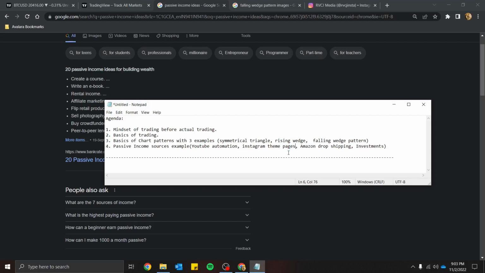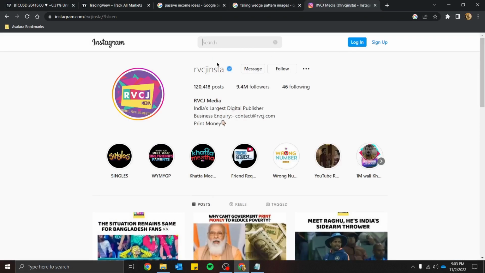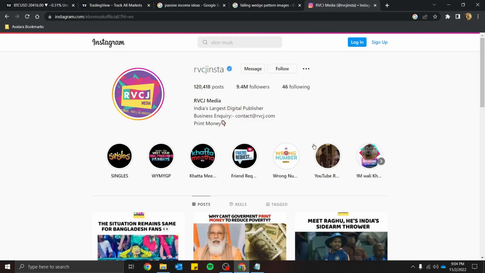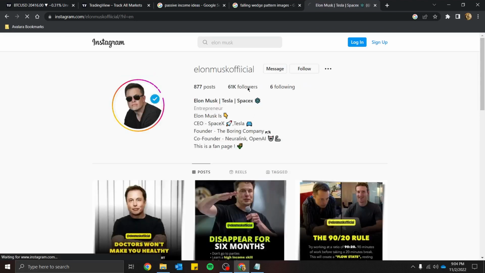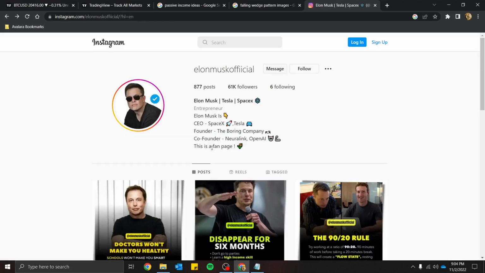There are several kinds of theme pages like the one I have shown. If you type Elon Musk, you will get thousands of pages. Elon Musk official, even though it's not official since it doesn't have a blue tick, is one kind of theme page. It again has a huge audience, like 61k followers. It's a fan page, so they run some advertisements in between in order to promote other brands.